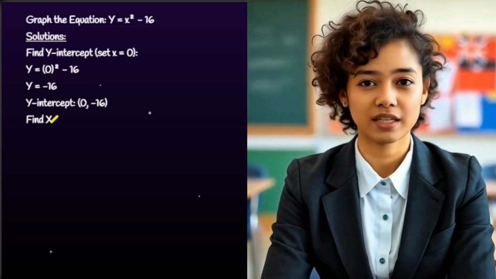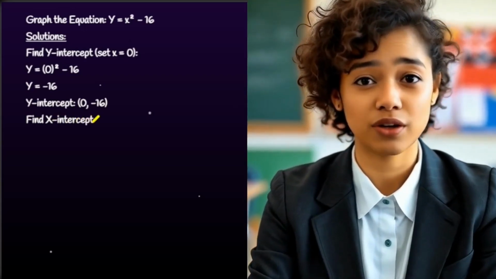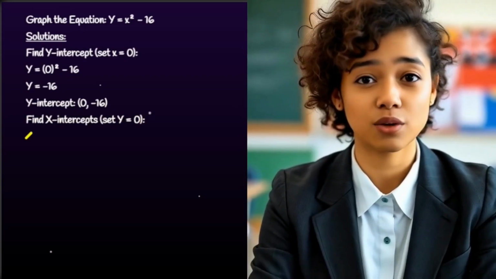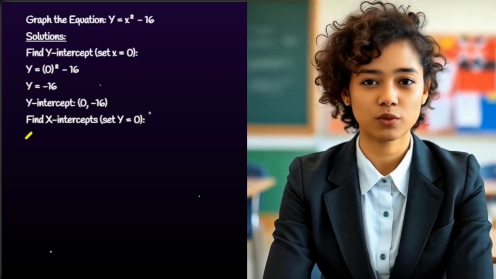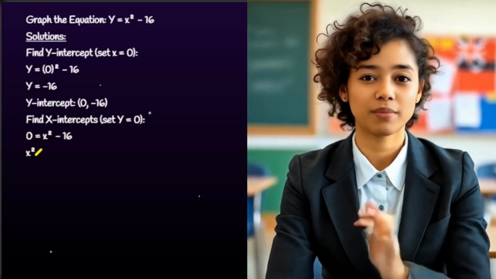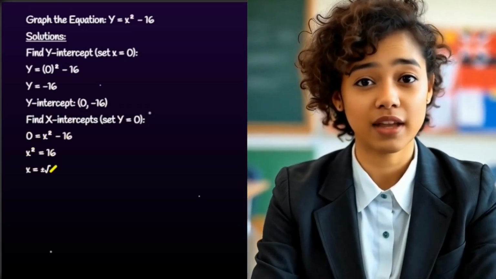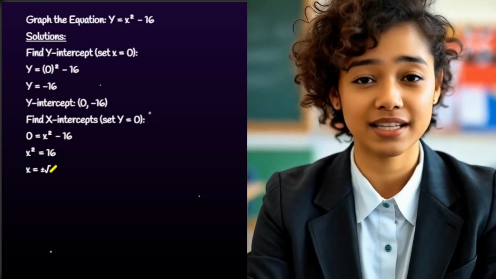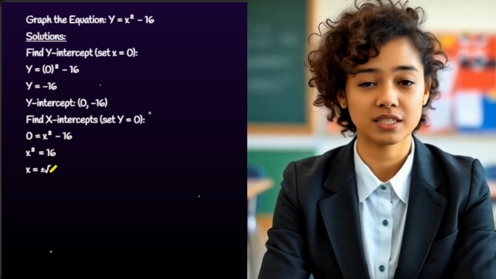Now, let's move on to the x-intercepts. This is where the graph crosses the x-axis, which means y equals 0. So we set the whole equation equal to 0. 0 equals x squared minus 16. Now to solve that, we add 16 to both sides and get x squared equals 16.